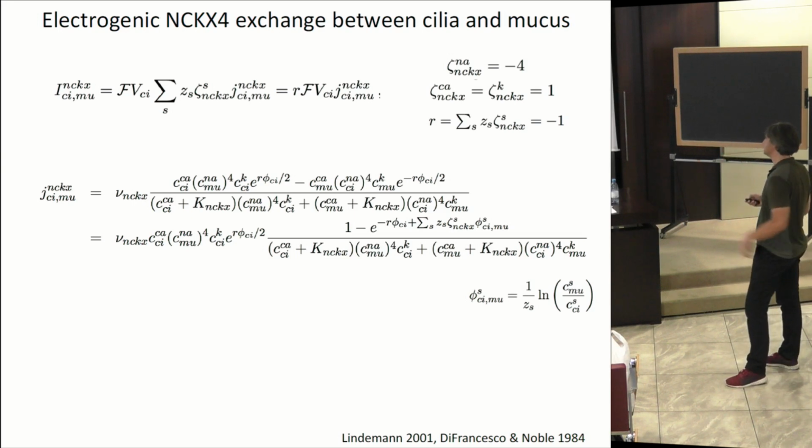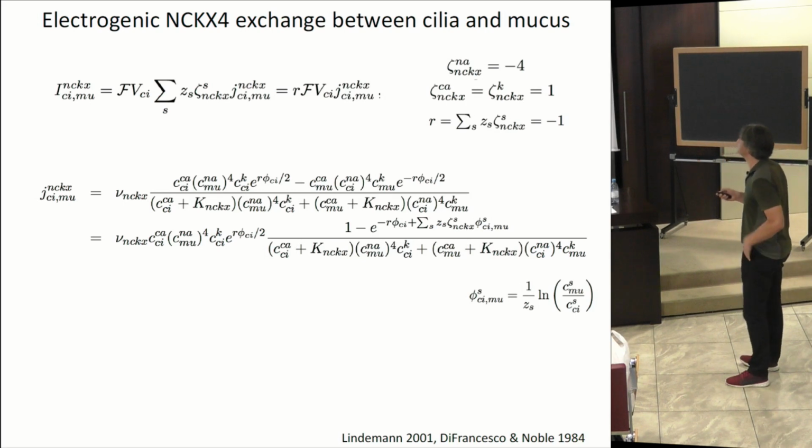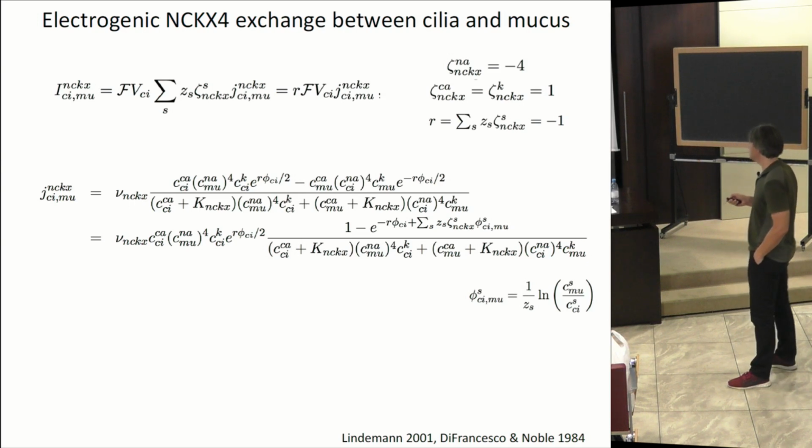And so here I generalize the formula for the NCK exchanger, the sodium-potassium exchanger, to a sodium-potassium-calcium exchanger. Basically, you see it depends on the concentration difference between the cilia and the mucus, as you would expect, and on the potential difference between cilia and mucus. There are only three parameters here, which is the rate, and some kind of Michaelis constant for calcium.